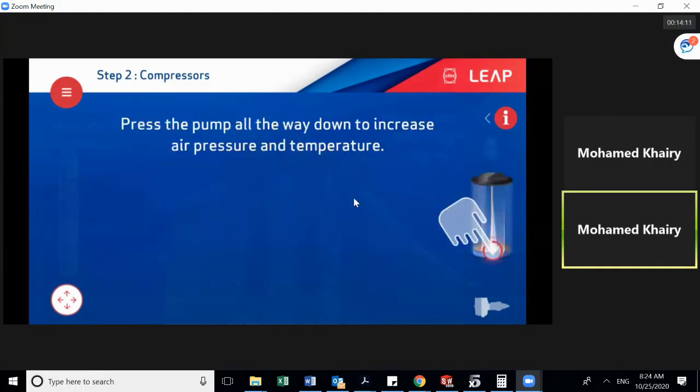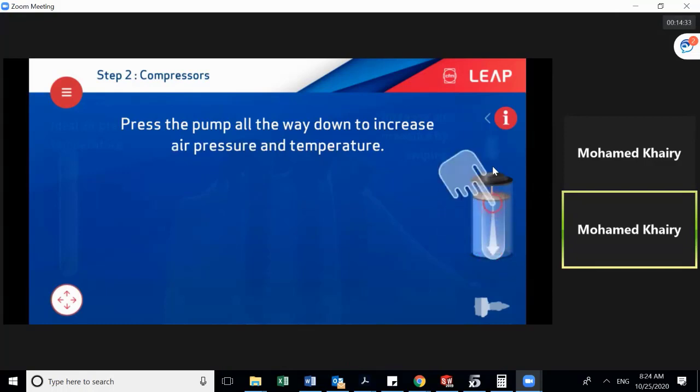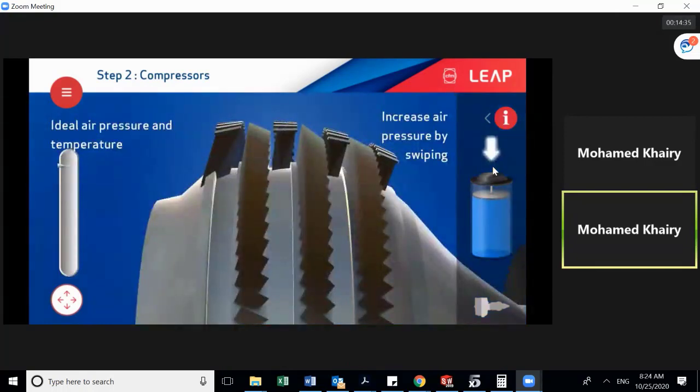So let's see how we can simulate this. It asks me to press the pump all the way down to increase the air pressure and temperature. Of course, on the right side here, what you are seeing is not the exact thing which is happening, but this is just a simulation. This is to show you how we are pressing the air. Okay? So I'm going to move this up and down.